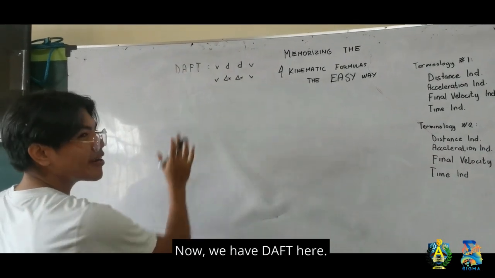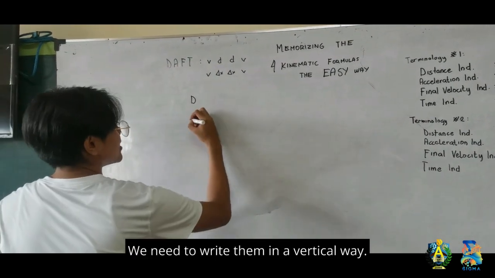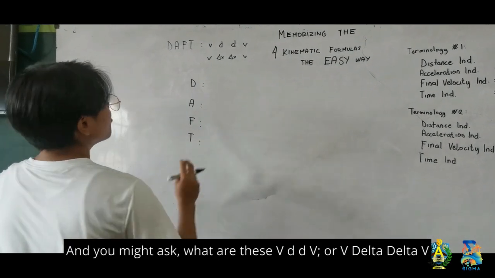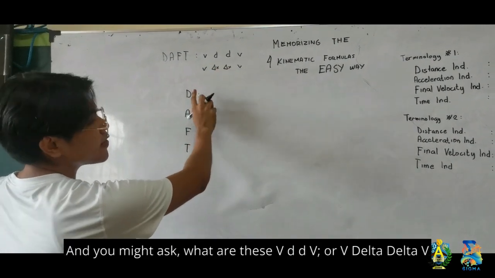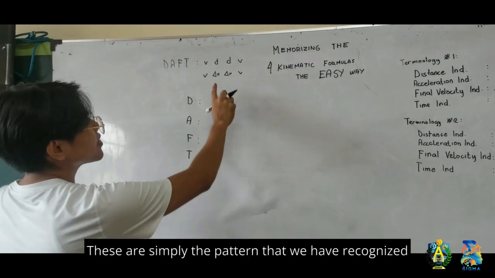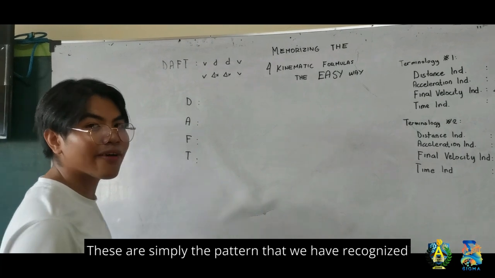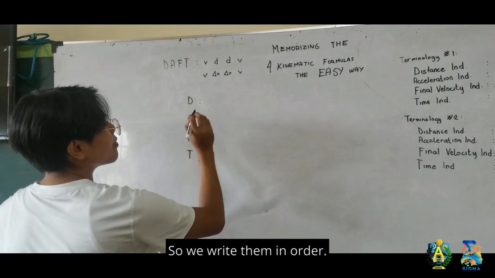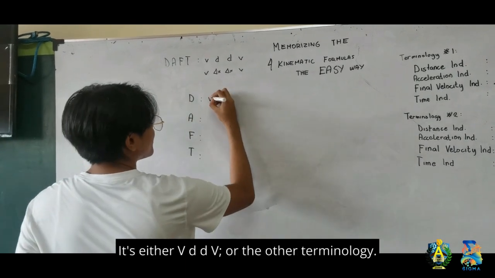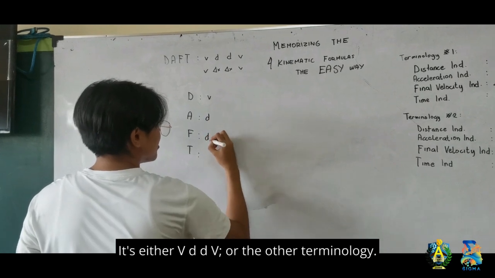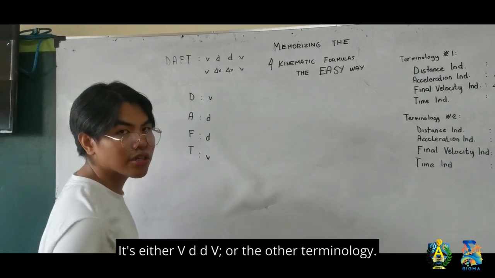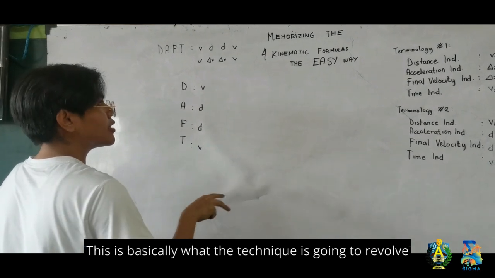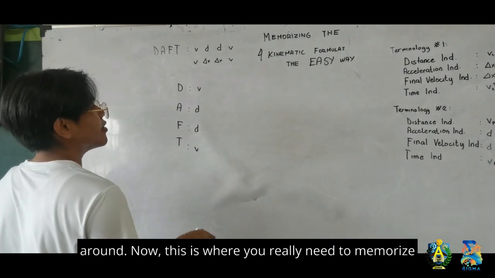Now we have DAFT here. We need to write them in a vertical way. So we write DAFT, colon here, and you might ask, what are these V, D, D, V, or V, delta, delta, V? These are simply the pattern that we have recognized with these kinematic formulas. So we write them in order. It's either V, D, D, V, or the other terminology, depending on what lessons you take. This is basically what the technique is going to revolve around.